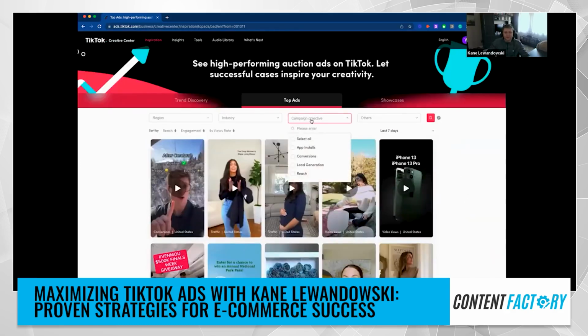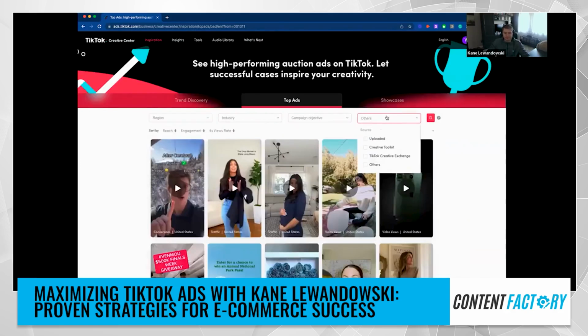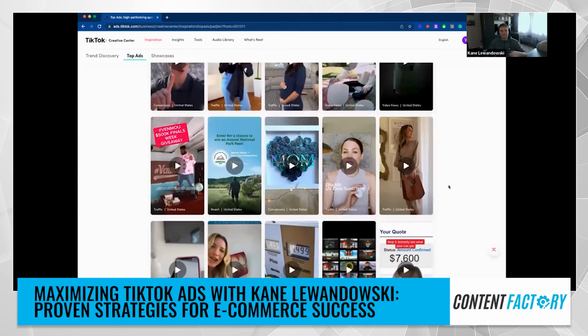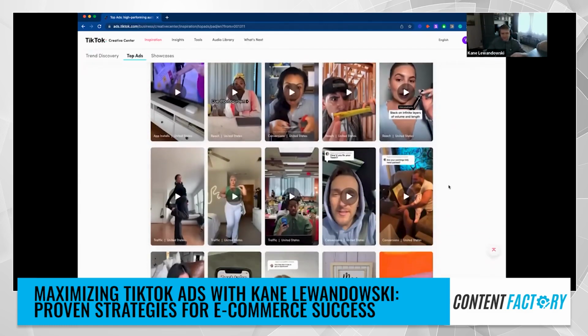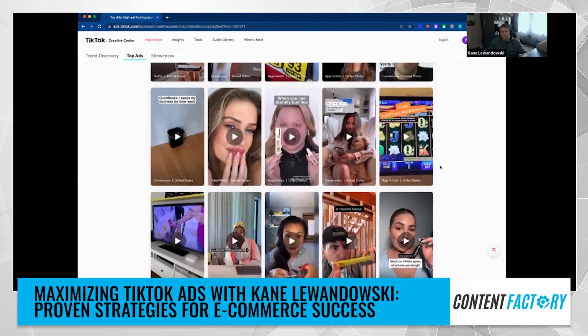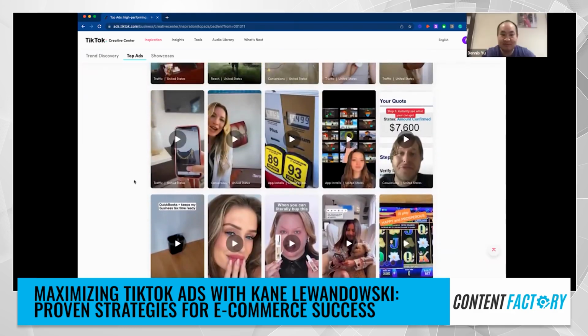So for example, campaign objectives by industry, by region, and many more selections. So this is a good place to study, see what works, see what doesn't work. These are the top performing ads, so most of the time you will want to copy them. And if you notice, when we're scrolling through, all of these are shot on iPhone. None of them are professional. None of them are crazy professional.